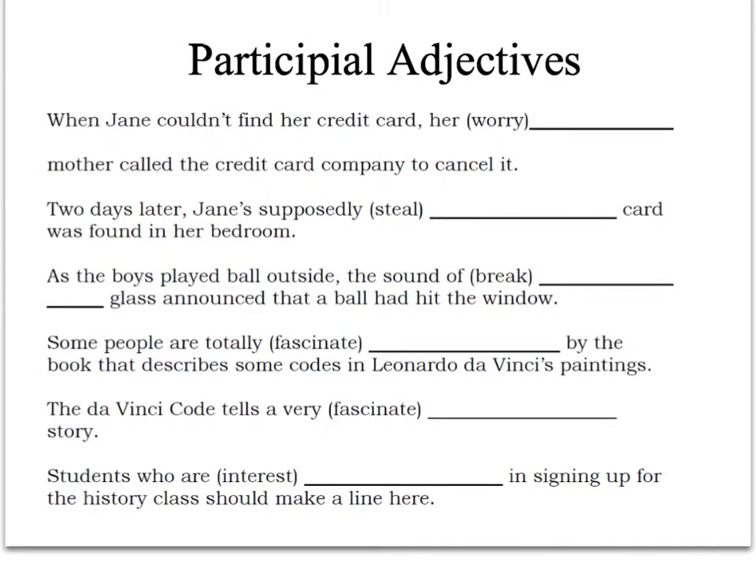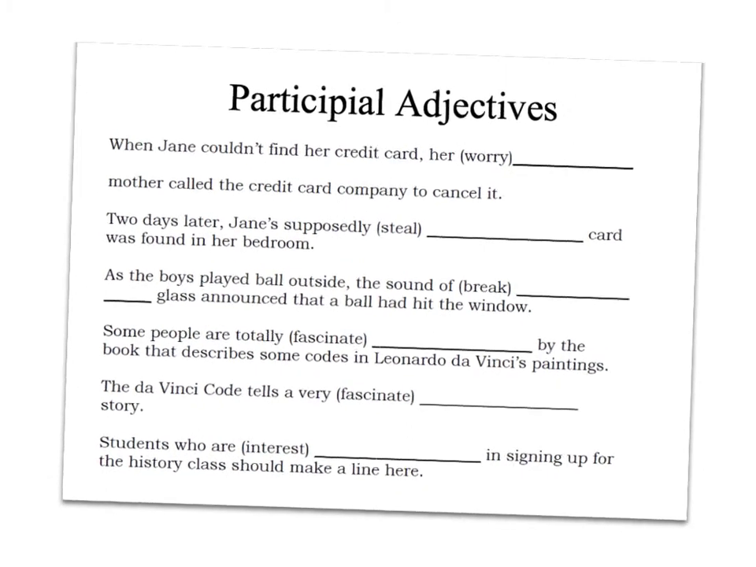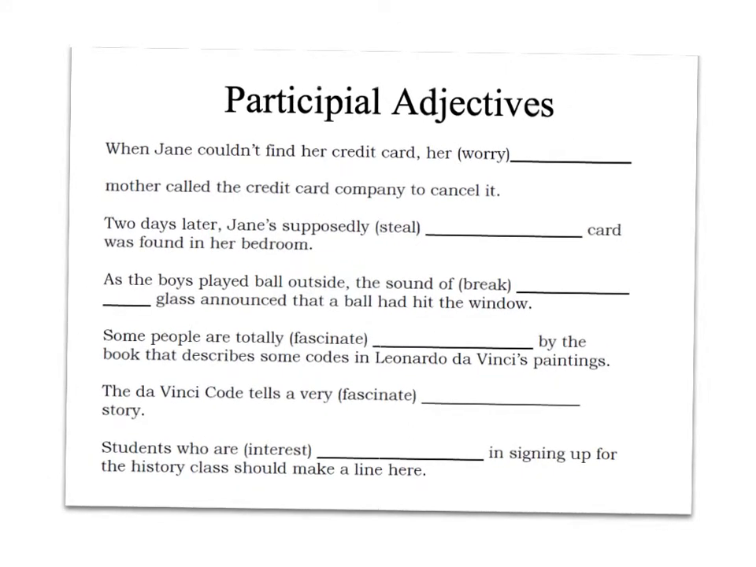Here are some examples of participial adjectives. When Jane couldn't find her credit card, her worrying mother called the credit card company to cancel it. So you take worry and you add ing, worrying. The next one here. 2 days later, Jane supposedly, what is it? It's a stolen card, S-T-O-L-E-N. A stolen card was found in her bedroom. What kind of card is it? It's a stolen card.